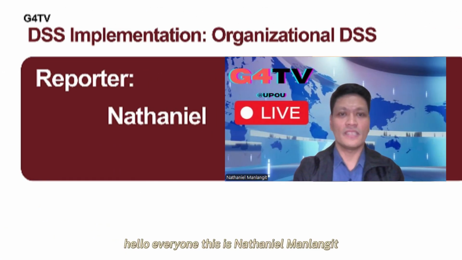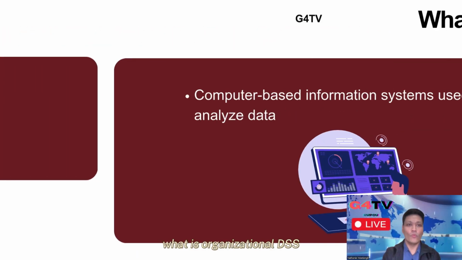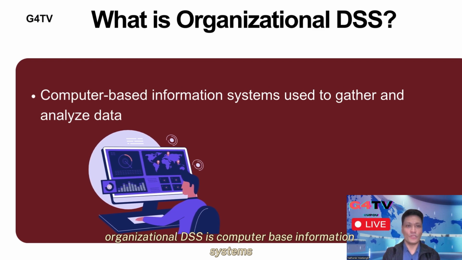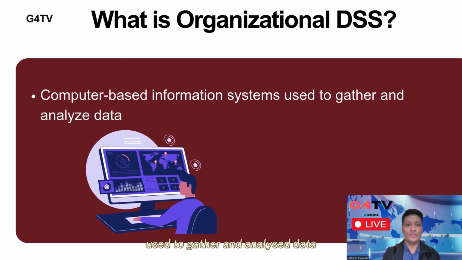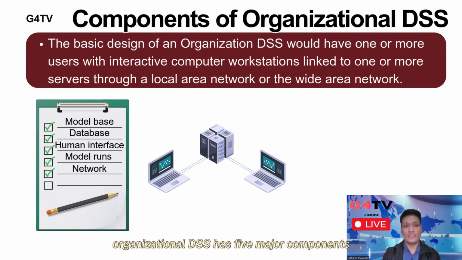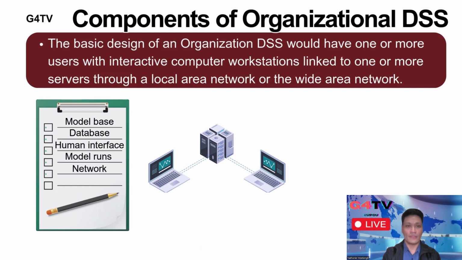Hi everyone, this is Nathaniel Malangit and I'll be discussing the organizational DSS. What is organizational DSS? Organizational DSS is computer-based information systems used to gather and analyze data. Organizational DSS has 5 major components: model-based, database, human interface, model run, and network.